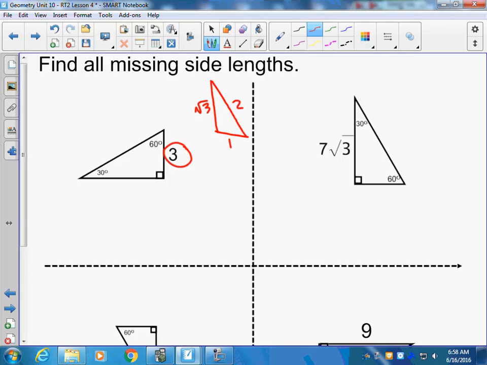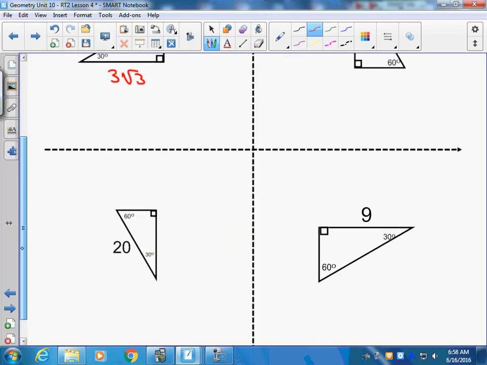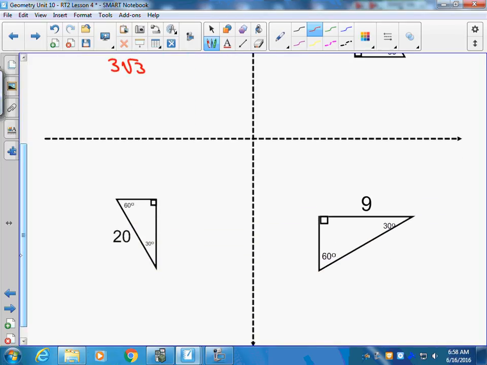Okay, now this is our best case scenario. We're given the short leg. So if you're given the short leg, hopefully you can use the conjecture. Short leg times 2 is your hypotenuse. And short leg times the square root of 3 is your long leg. Okay, so you want to be careful, though, the way that it's orientated, to be able to look for and solve those values.